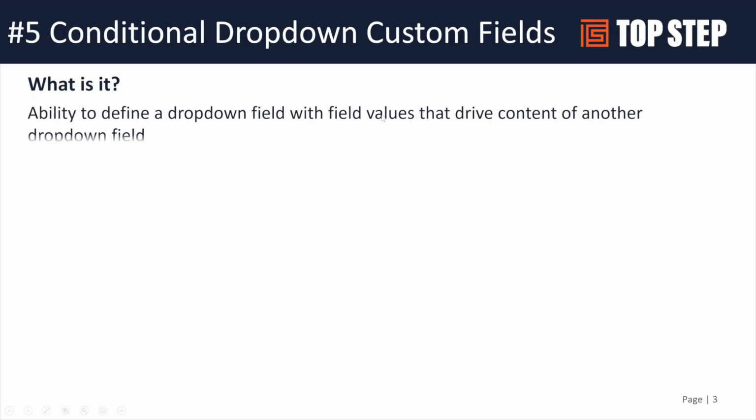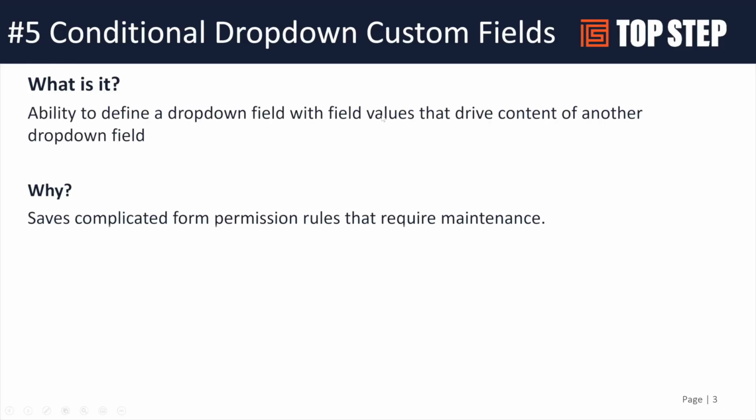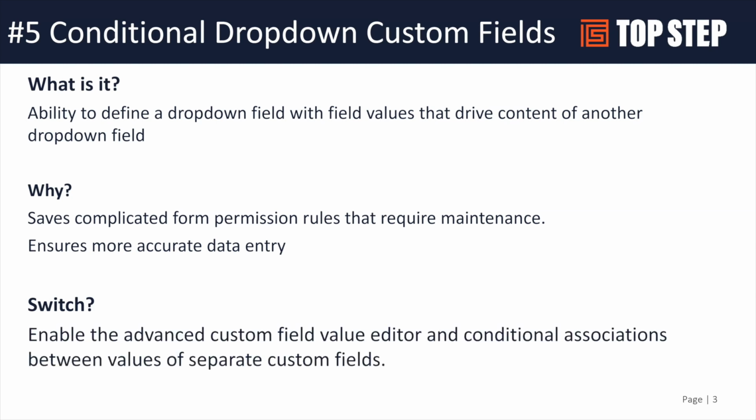All right, let's start. The first, the number 5, we're going to do this backwards to forwards. Number 5 feature that you may not be aware of or is not very popular is conditional drop-down custom fields. Well, you might say, Ron, yes, that can be done with form permissions. And you're right, it can be done with form permissions. And most commonly, we do see it done with form permissions.